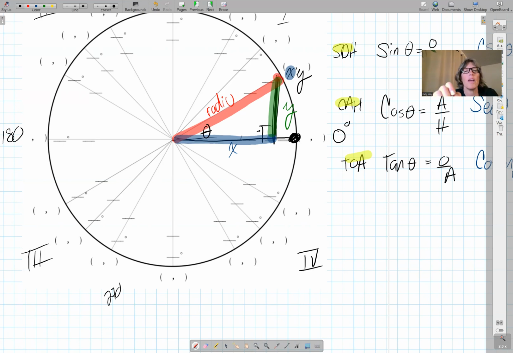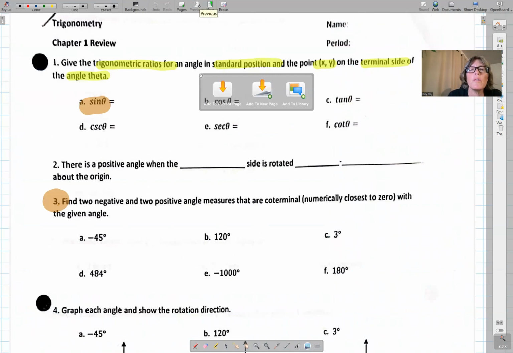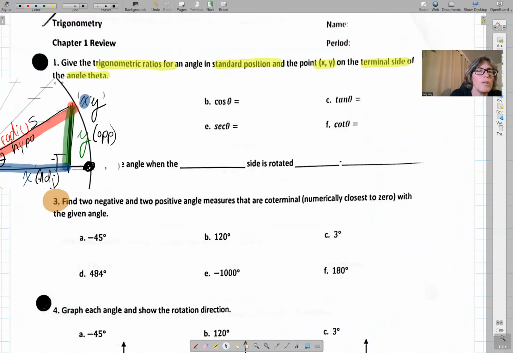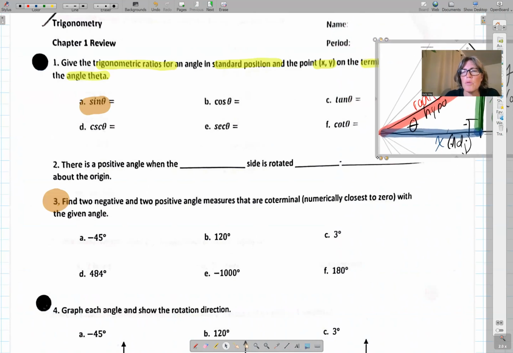So keep in mind that if our theta is in the middle here, y is going to be our opposite of angle theta. X is going to be our adjacent. And our hypo is going to be the radius of the circle. So keep this image in mind over here for this first one. Put here in the margin for us to see and use.